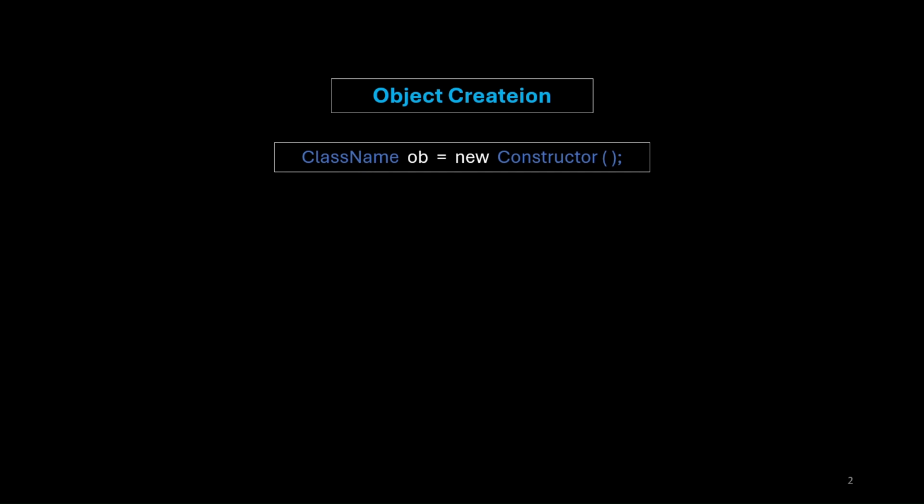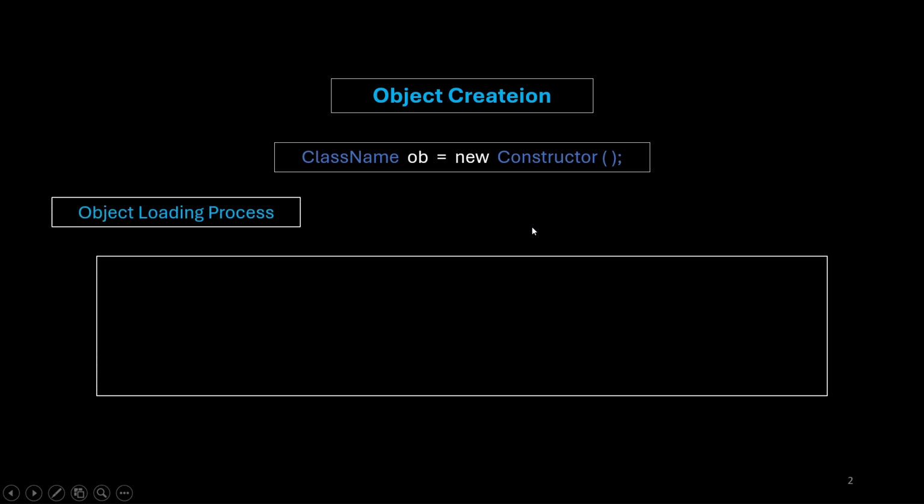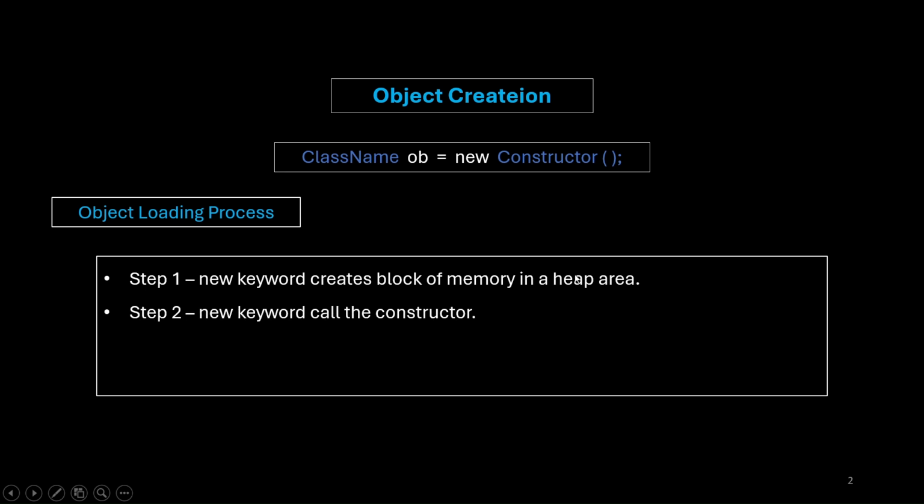And the second one is the object loading process. What is the object loading process? Let's understand it step by step. Step one: the new keyword creates a block of memory in the heap area. Heap area is a memory allocation where the address of an object is created. Step two: the new keyword calls the constructor.